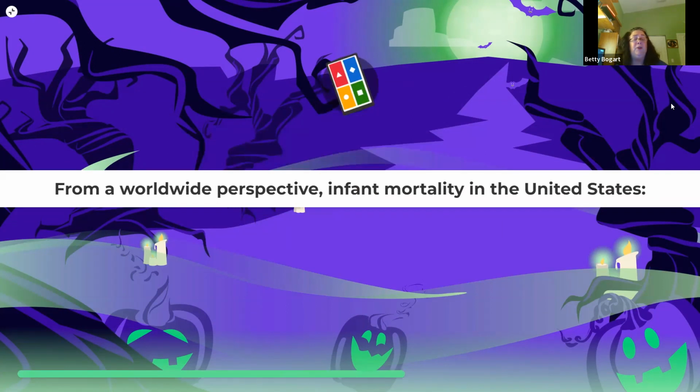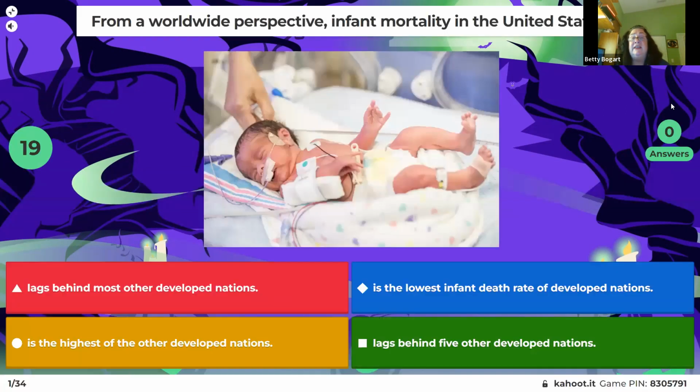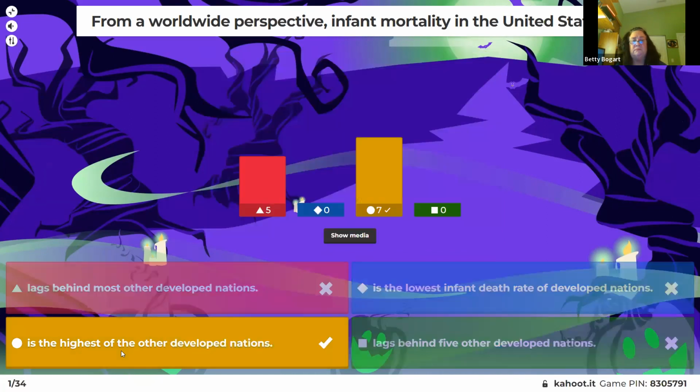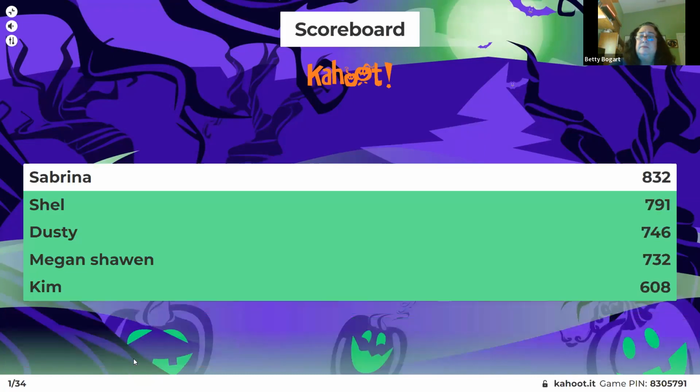From a worldwide perspective, infant mortality in the United States, is it big? Is it little? Is it better? Is it not as good? What is it? Infant mortality is the first year of life. We have higher mortality than many other nations. I think of Switzerland and Norway. Those two always come up as some of the lower rates.